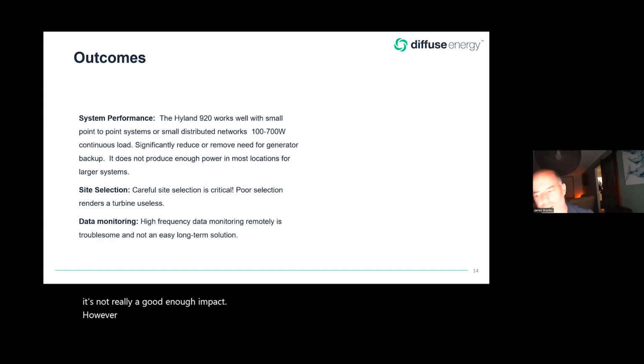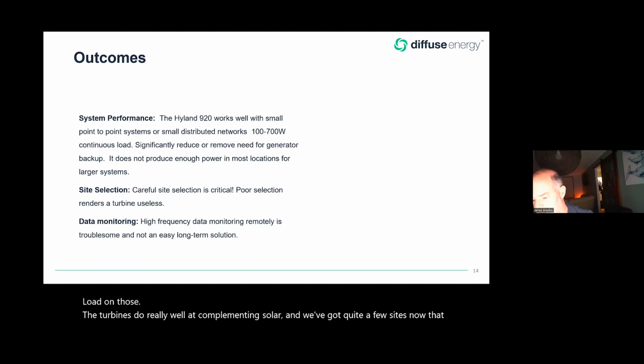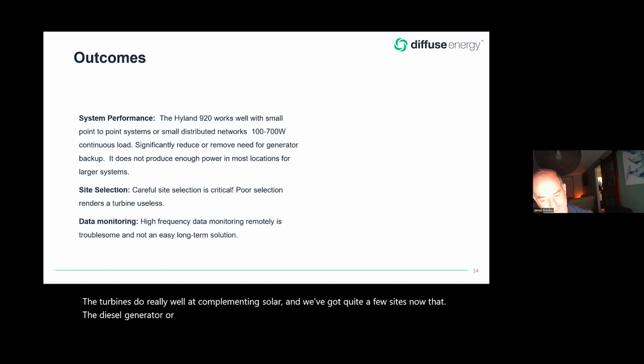However, with smaller systems like the on-farm systems, where 250 watts is probably a common load, the turbines do really well at complementing solar, and we've got quite a few sites now where the diesel or petrol generator is just there just in case, rather than operating all of the time.